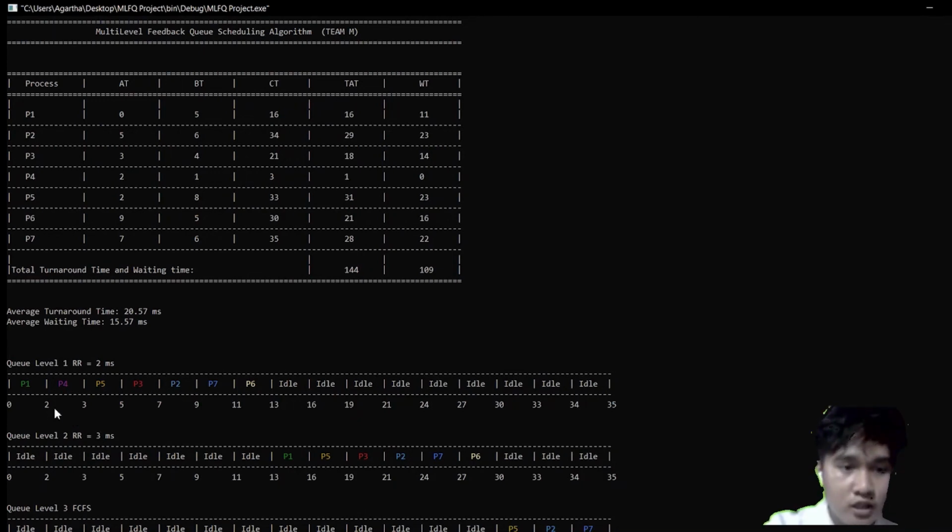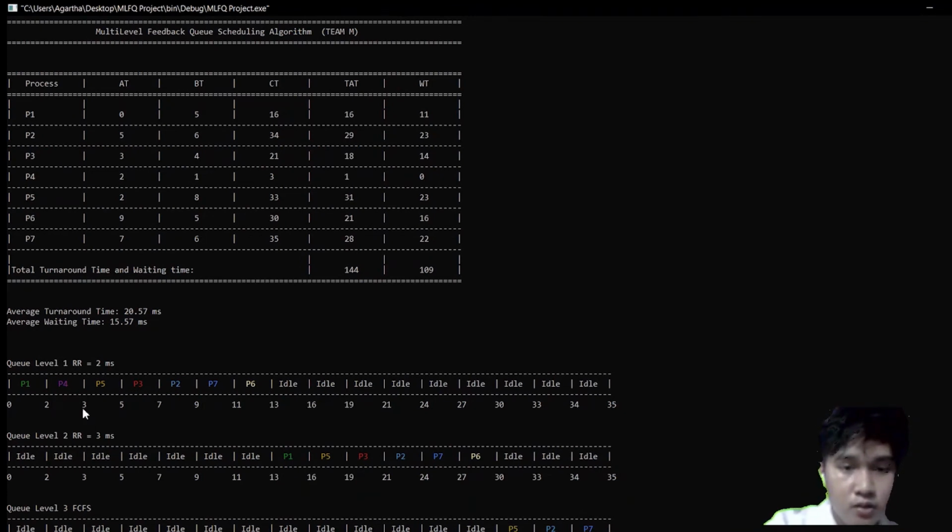At time 2 milliseconds, there is P4. It was ready to execute since P4 has an arrival time of 2 milliseconds. So P4 was executed, and P4 ended at 3 milliseconds.